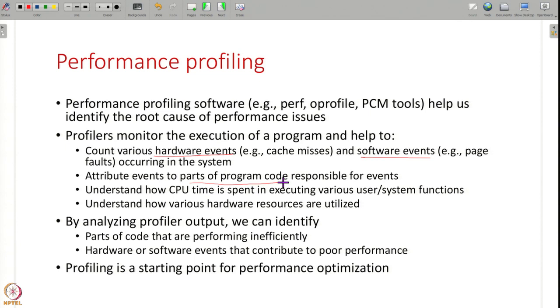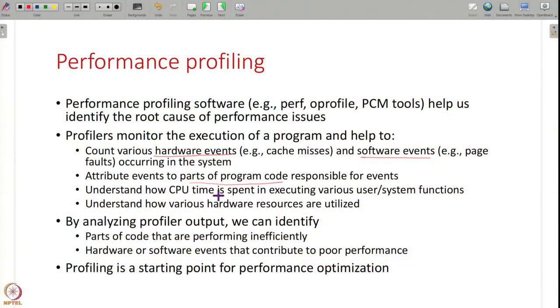You can do this level of analysis: you can count events, and you can attribute the events to parts of your code. This will help you understand how my hardware resources are being used, how CPU time is spent, where the CPU is spending a lot of its time, in which functions, which parts of the code, and which part of the code is using which hardware resource. All of this you can understand.